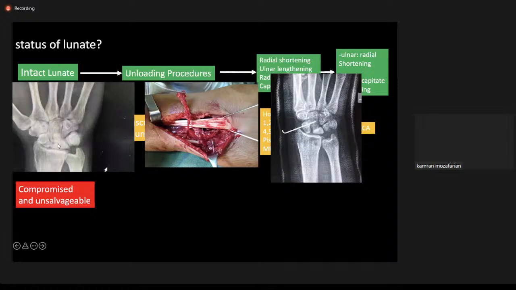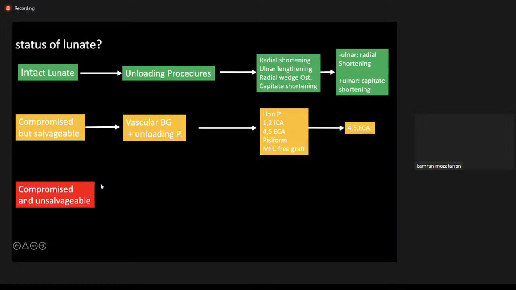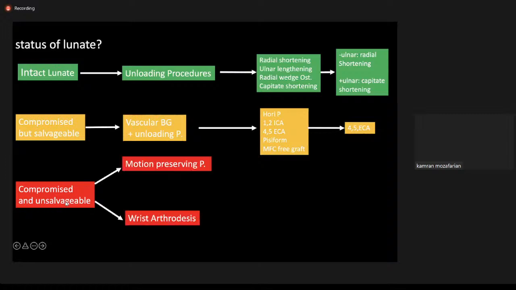It's one of our cases with salvageable lunate and partial collapse. We do the same vascular bone grafts, and just to unload it, we simply put a K-wire from scaphoid to capitate temporarily for 3 months. And the final stage is when the lunate is unsalvageable. So we have to go with motion preserving procedures or wrist arthrodesis.